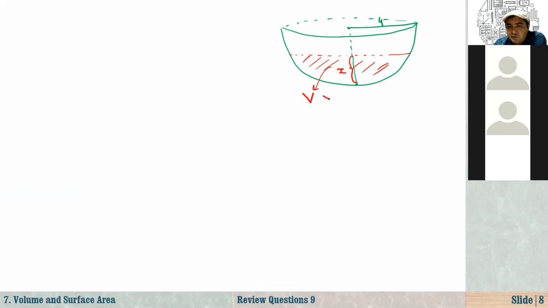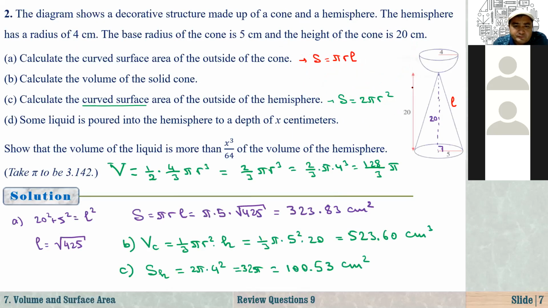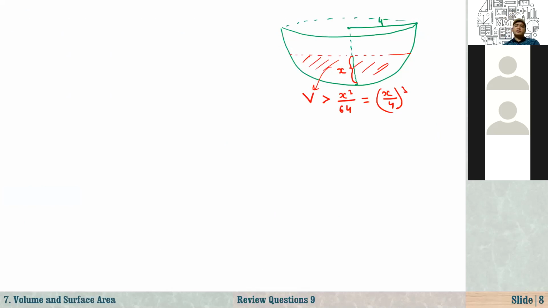So we have to show that the volume is greater than x cubed over 64, or equal to (x over 4) cubed. How do you show that if this height is x? How do you find the volume here? Of course, using some different formula, we can find this. But if it is x, the remaining part should be 4 minus x.